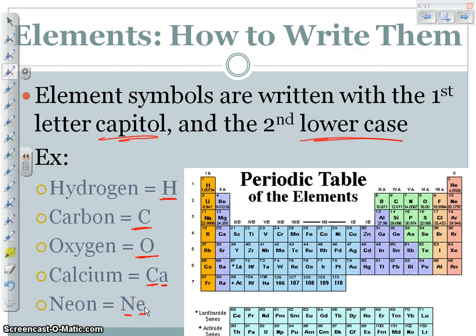We will have about 30 elements that you have to be able to identify the name and the symbol of, because we will continue to use them frequently in class. But other than that, it's not like you're going to have to memorize random elements throughout the periodic table.